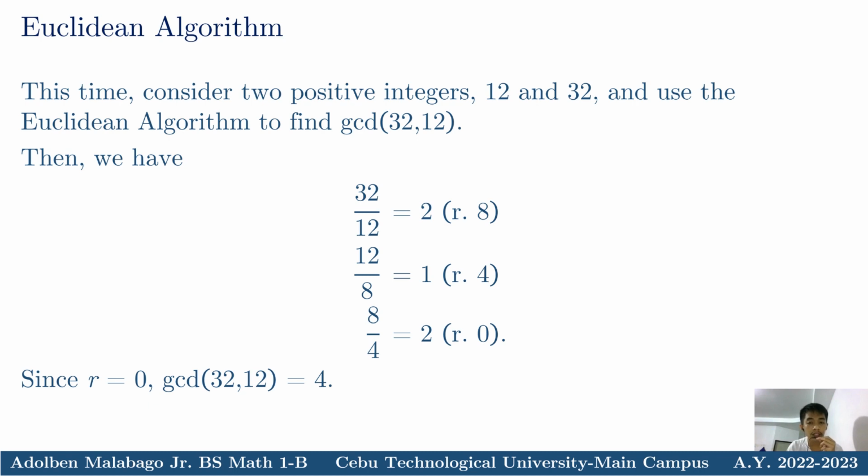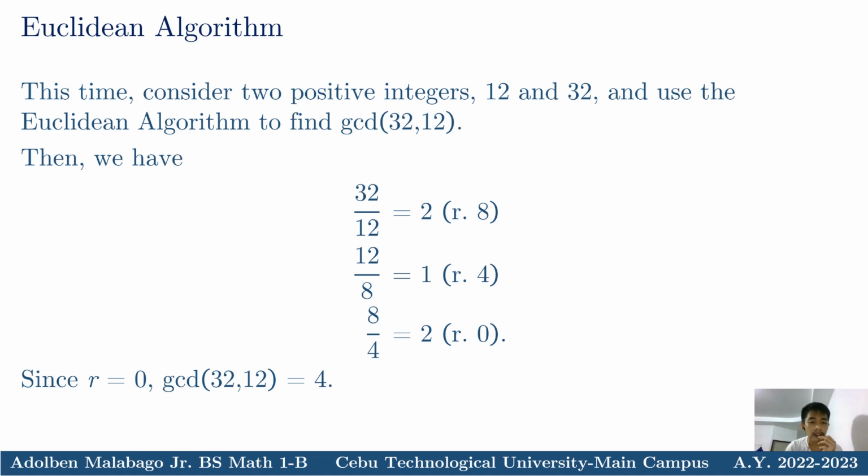Because we cannot divide 32 by 12 completely, there's a remainder there. And here we have the denominator 12 and the remainder 8, which we're going to use in another set of division since the remainder is not yet 0. So here, the divisor in the first set of division, 12, will be placed on the numerator, while the remainder 8 will be placed on the denominator. So we have the resulting set of division, 12 divided by 8, which is equal to 1 with a remainder of 4.